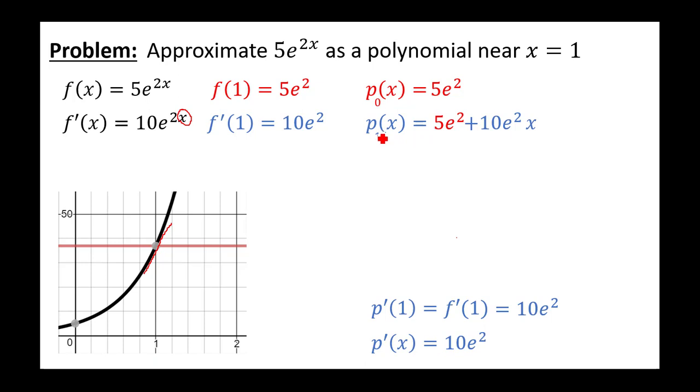However, imagine if we wanted p sub 1 of 1. If we just say x equals 1, we get 5e squared plus 10e squared. And that wouldn't equal our f of 1 anymore, right?